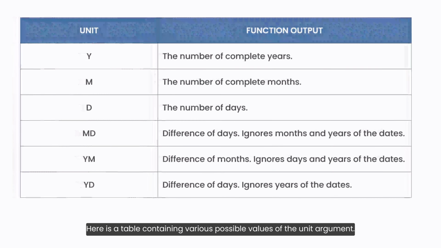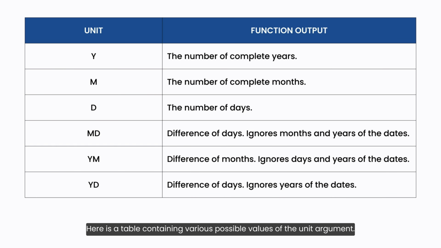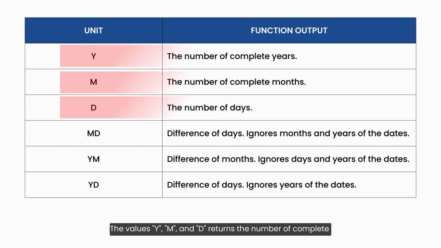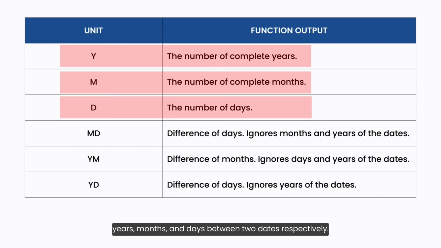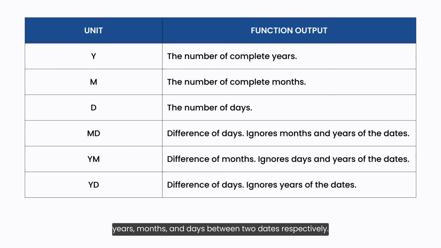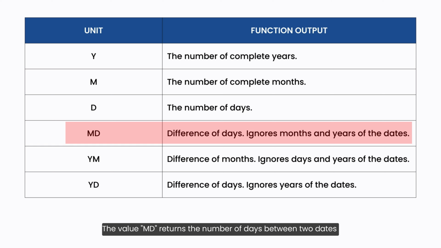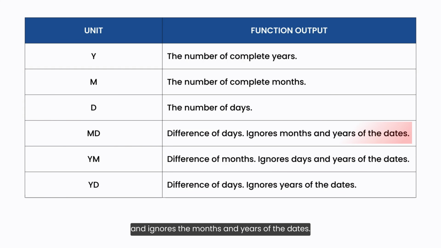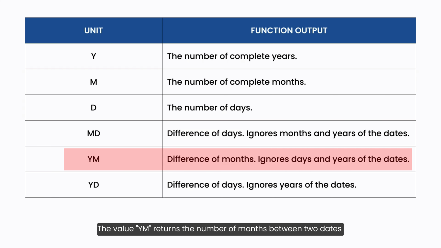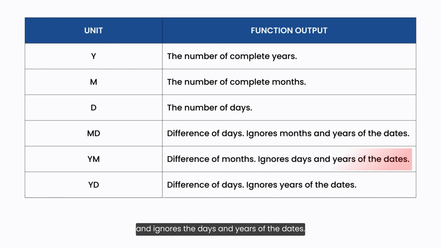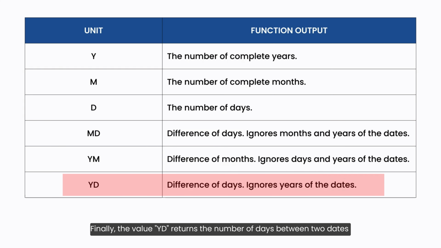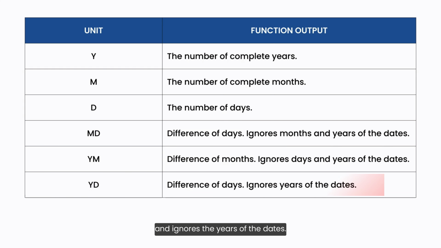Here is a table containing various possible values of the unit argument. The values y, m, and d return the number of complete years, months, and days between two dates respectively. The value md returns the number of days between two dates and ignores the months and years of the dates. The value ym returns the number of months between two dates and ignores the days and years of the dates. Finally, the value yd returns the number of days between two dates and ignores the years of the dates.